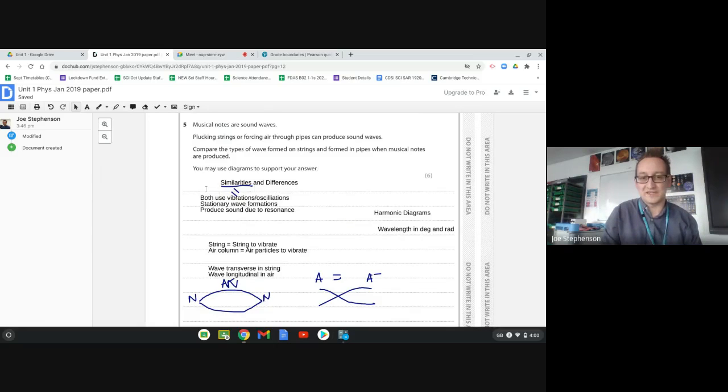So just making sure, with these 6 mark questions, that you read the command word. Here it says compare the types of waveforms. So it's making sure that you're comparing the similarities and differences in that respect. And they like questions like this where you compare. Now that leads us to the end of that. So you've got the mark schemes, hopefully.